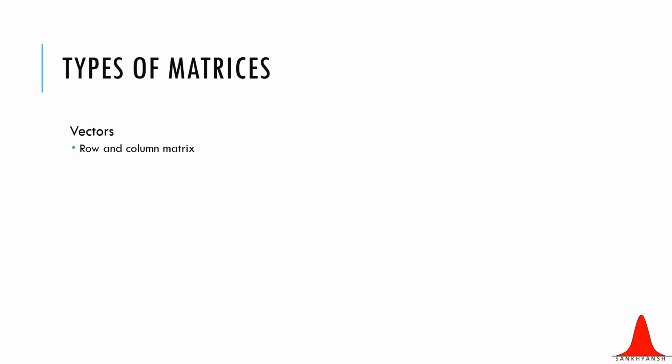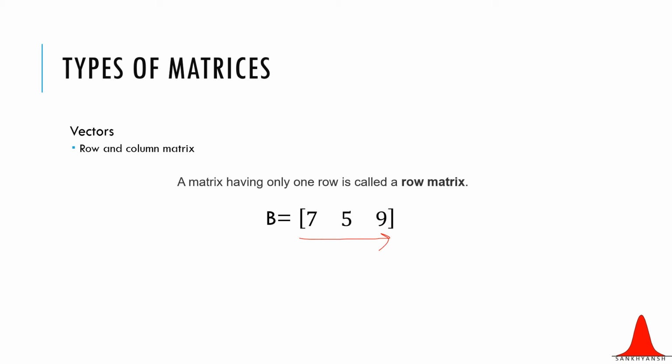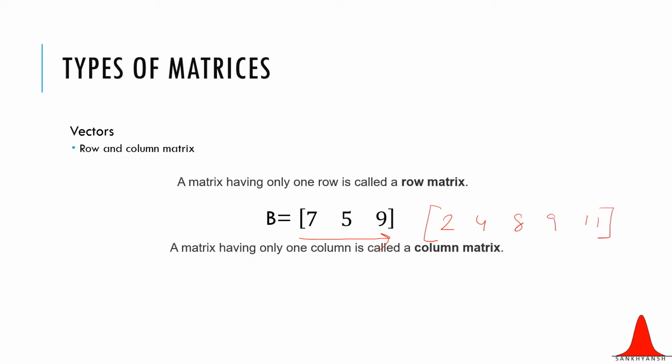First, vector matrix, row and column matrix. If a matrix has only one row, we call it a row matrix. For example, this 7 5 9, you just see it has only one row. This is a row matrix. If you write 2 4 8 9 11, this is a row matrix. If a matrix has only one column, then we call it a column matrix. These are also known as row vectors and column vectors. You just see that it has only one column but four rows.